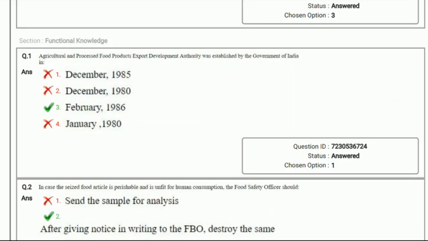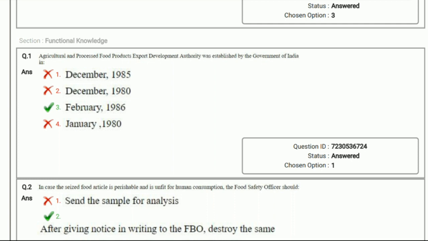Question 1: Agriculture and Processed Food Products Export Development Authority, that is APEDA, was established by the Government of India in. The answer is February 1986, and APEDA was established by the Government of India under the Agricultural and Processed Food Products Export Development Authority Act. So you need to remember this.